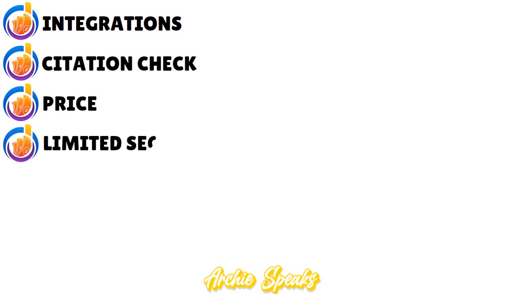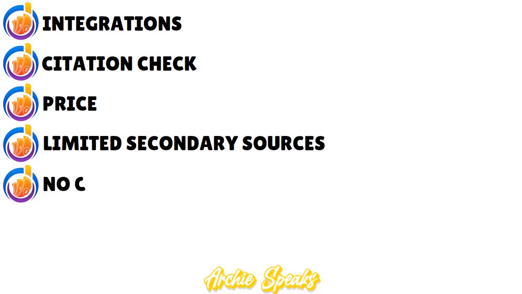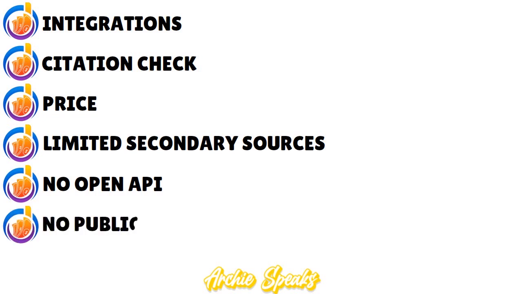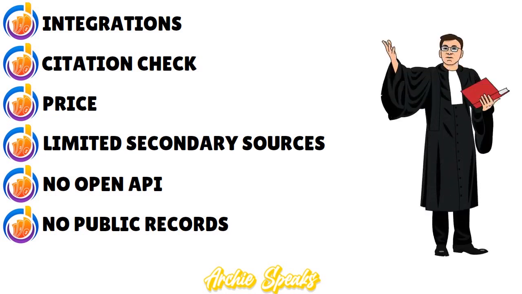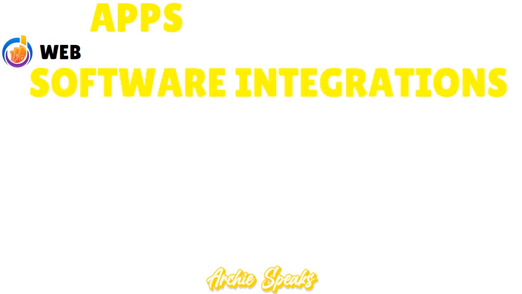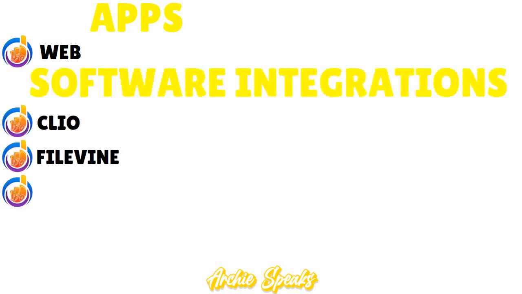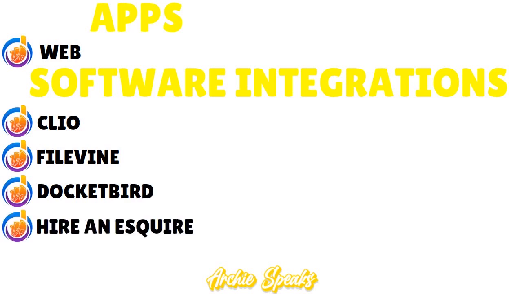And there are a few things that we believe could be improved. You have limited secondary sources. No open API as of right now. This is something that they really need to work on. And there are no public records that you can actually access. So this is a bummer in our view, because if you are working on a very complicated, multifaceted case, you will love to have access to public records. But in terms of apps, you have a web application. In terms of software integrations, you have Clio, you have Filevine, you have Docketbird, and you have Hire an Esquire.